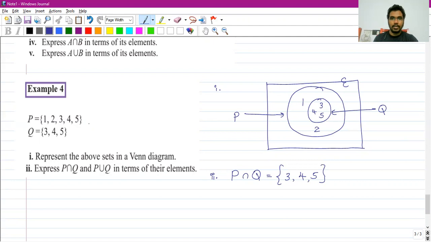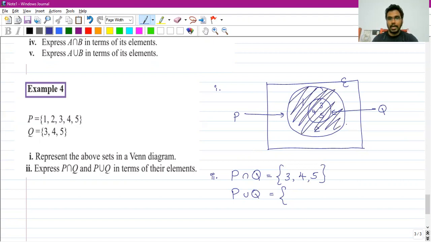P intersection Q. Intersection means the common elements for both of these two sets. Here 1, 2, 3, 4, 5 and here 3, 4, 5. So 3, 4, 5 are the common elements for both of these sets. So you can say here, yes, correct, 3, 4 and 5, P intersection Q. Then we can take P union Q. They have asked in the question P union Q. Union means all the elements of sets P and Q. So you can shade this part in this Venn diagram.